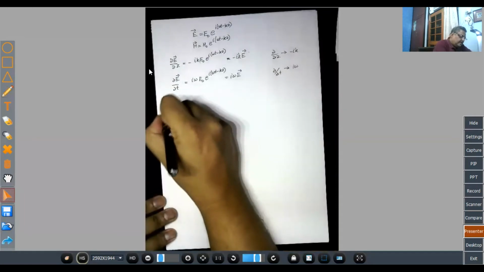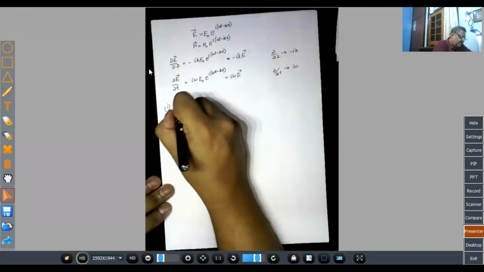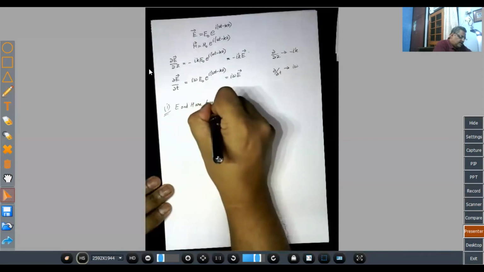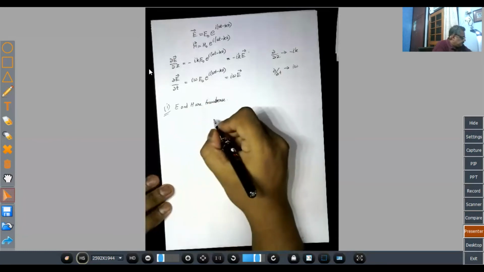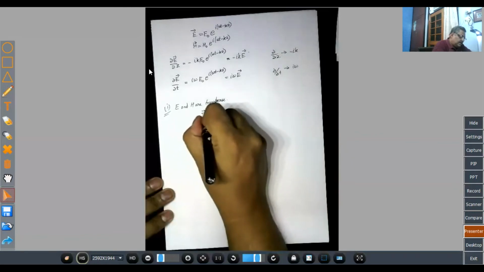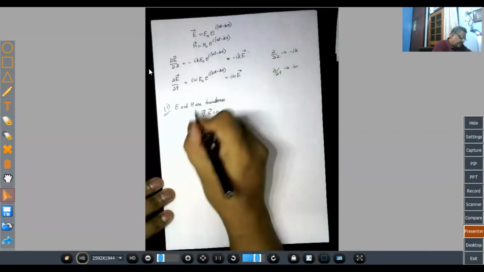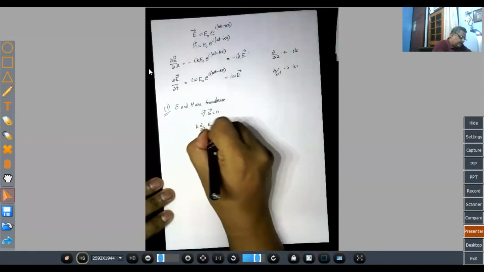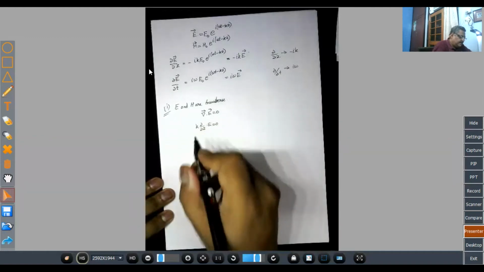Now, first case, we want to show that E and H are transverse. So del dot E is equal to 0, and in our present case this will be equal to 0. The value of del by del z is here.